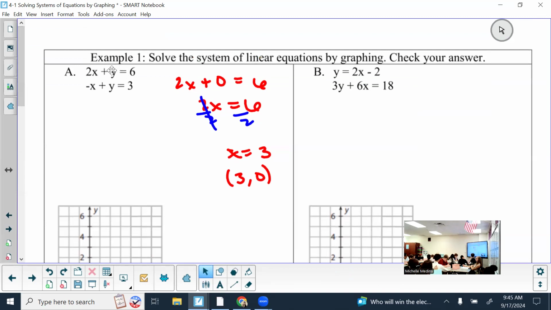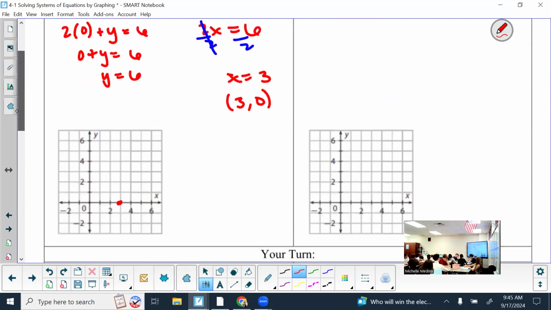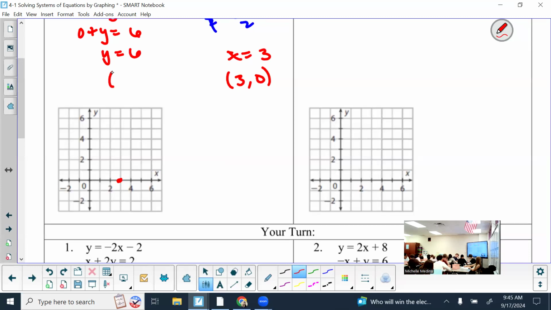So if I want to find my y-intercept of that equation, what has to be 0? The x. So that's what I'll do. It becomes 2 times 0 plus y equals 6. What's 2 times 0? What's 0 plus y? And that's my y-intercept. If you're writing it in coordinate form, it's 0, 6, but it should be a 6 on the y-axis, and that can work a lot of the time.